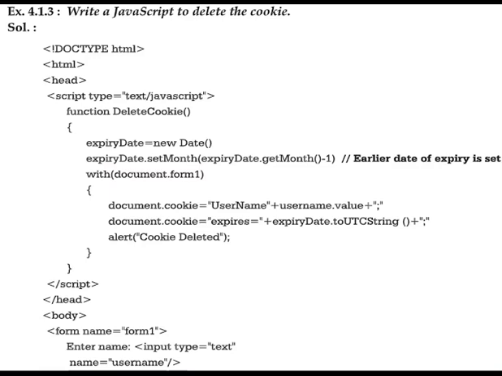So close the script tag, close the head and open the body tag. Now we'll see the form design. The name of the form is form1. Then we are taking a text box in order to enter the value of a cookie. Input type is equal to text, name is equal to username. So here we'll give any name to a cookie.